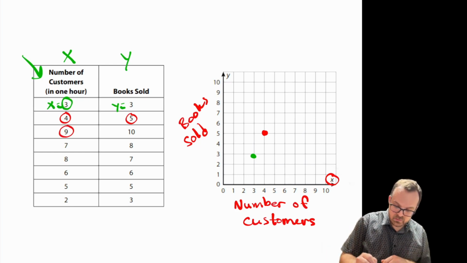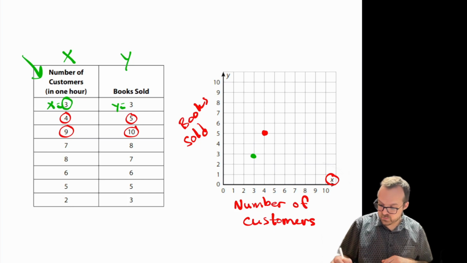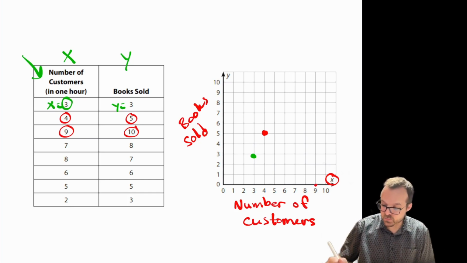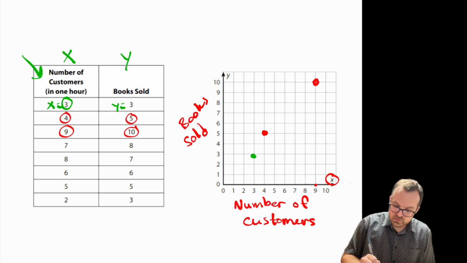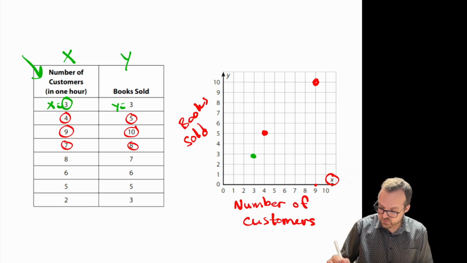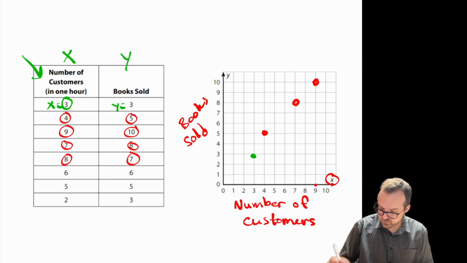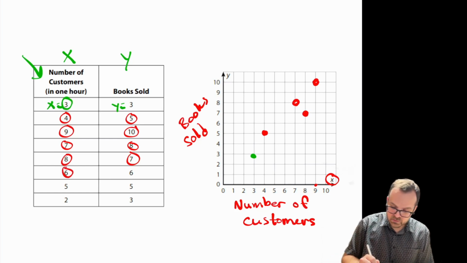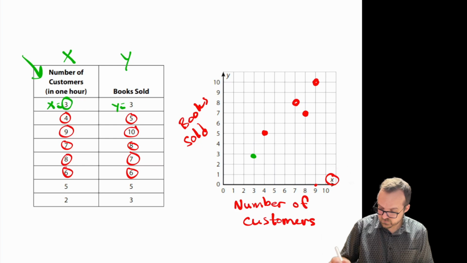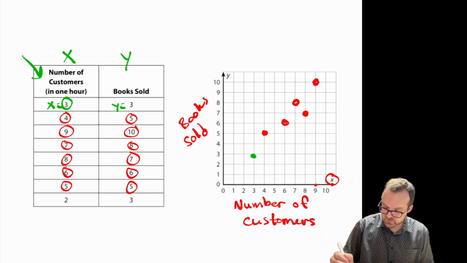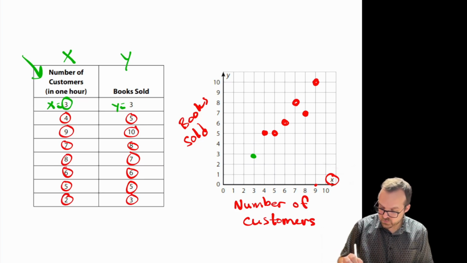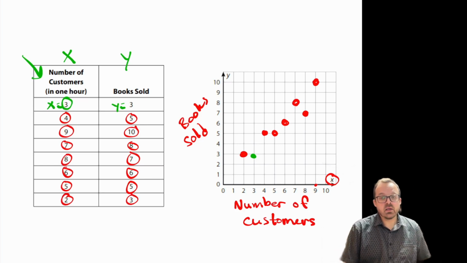I'll do 9, 10. So 9 customers tells me to go over here, 9 on the X-axis. And then I'm selling 10 books at that point, which is 9, 10, which is right here. 7, 8. 7, 8 is right here. 8, 7. It's right here. 6, 6. 5, 5. 2, 3. All right. So that's a scatter plot.